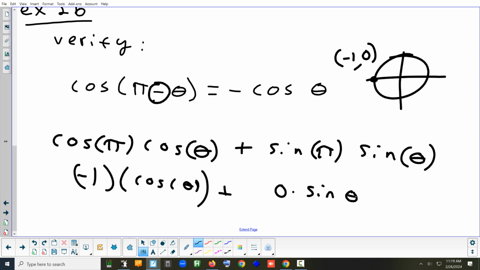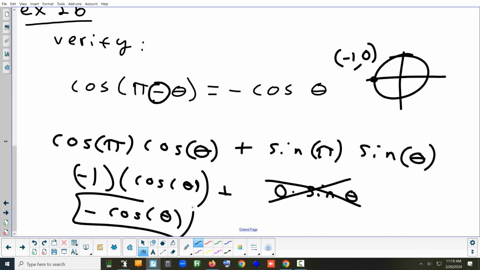Yep. So that's 0 times sine, which is gone. And what's negative 1 times cosine? Negative cosine. So that proves that cosine of 180 minus theta is the negative cosine of theta.